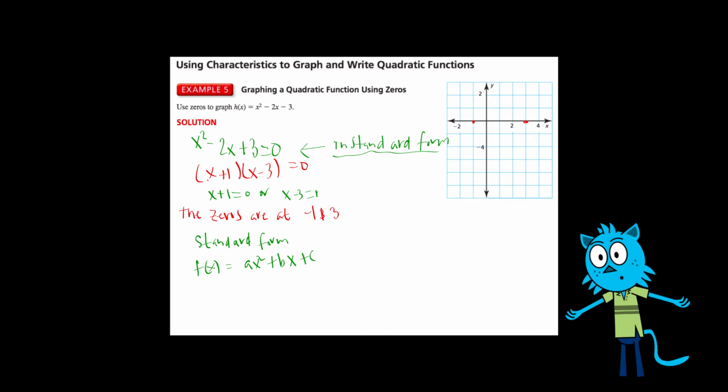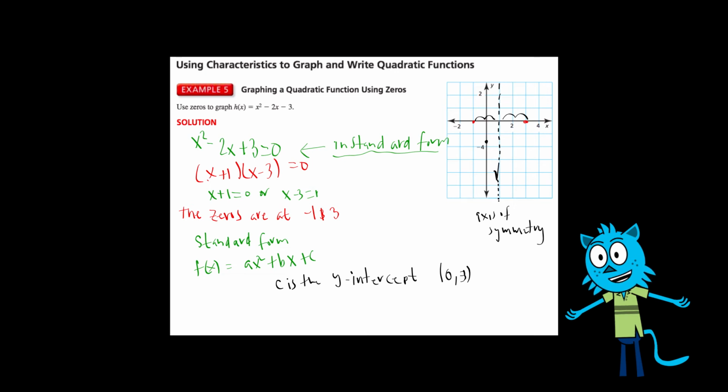The y-intercept is on the left of that axis of symmetry. Now, what about on the right of that axis of symmetry? So what we can do is take that (0, -3), and we notice that that (0, -3) is 1 unit on the left of that axis of symmetry. So we can put a point on the right of the axis of symmetry.